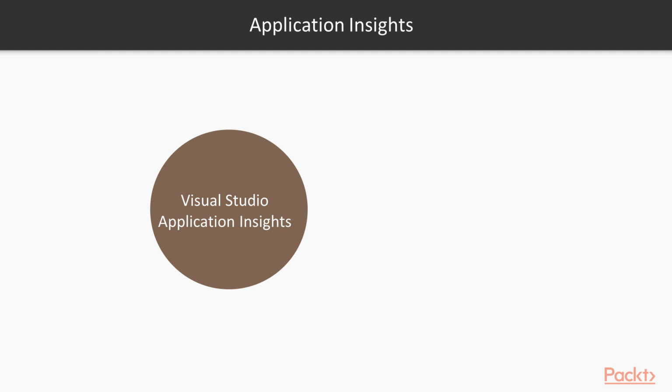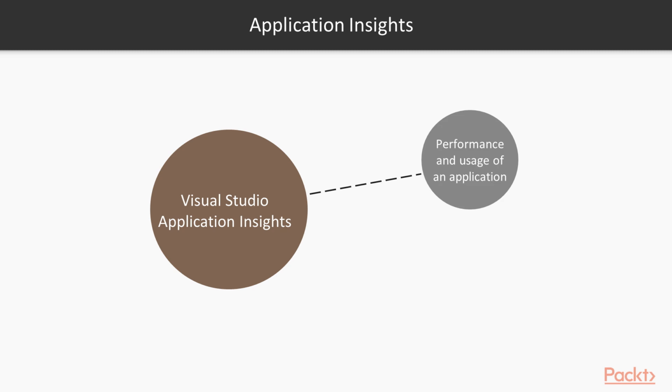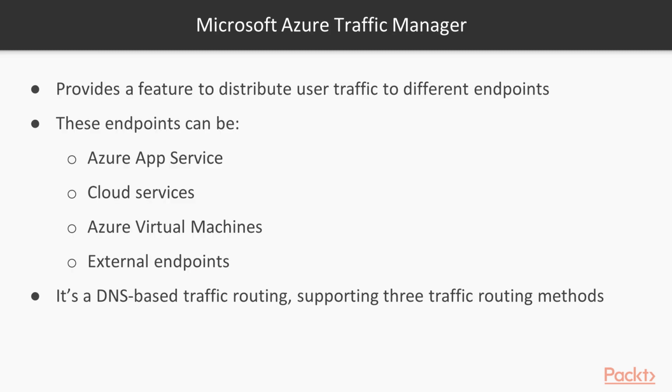For analytics, we have Application Insights. Visual Studio Application Insights helps us to get insights into the performance and usage of an application. It can be used for .NET or J2EE-based applications that are hosted on-premise or in the cloud. Lastly, we see Traffic Manager. Microsoft Azure Traffic Manager provides a feature to distribute user traffic to different endpoints. These endpoints can be Azure App Service, Cloud Services, Azure Virtual Machines, and external endpoints.